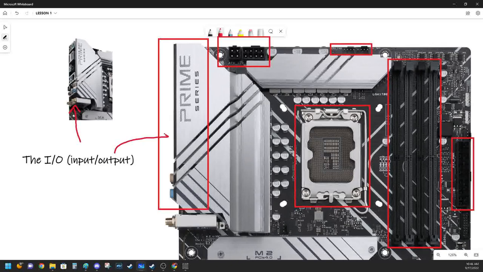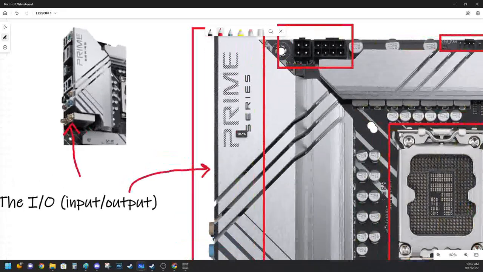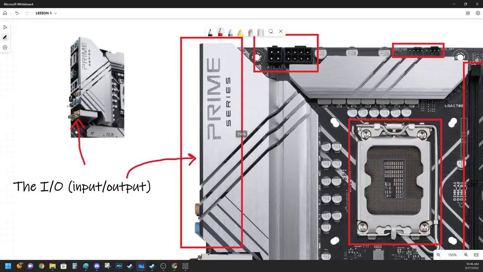But it's not standardized, meaning some motherboards might have 12 USB ports here. Some motherboards might not. Notice this one has a PS2 port, the purple and green port for legacy mouse and keyboard. Some motherboards do not have that. So you don't have to memorize which ports are on the back.